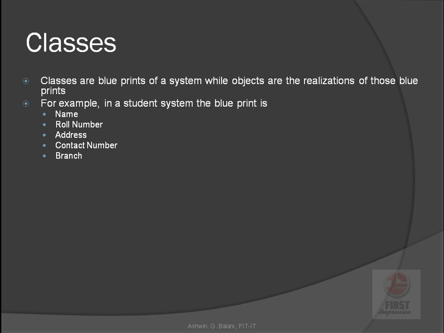For example, if we have a student system, then the blueprint can be name, roll number, address, contact number and branch. This does not specify a specific student, but this says that a student can have these 5 properties, that is name, roll number, address, contact number and branch. Out of these 5 properties, name, address, contact number and branch are strings, whereas roll number is an integer.